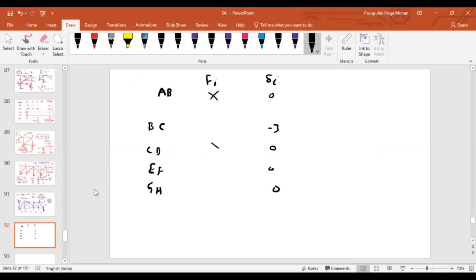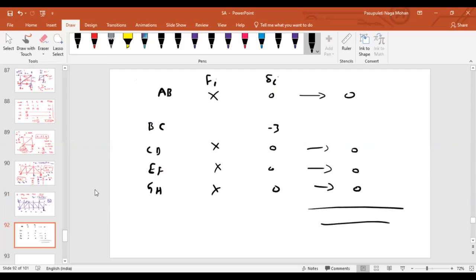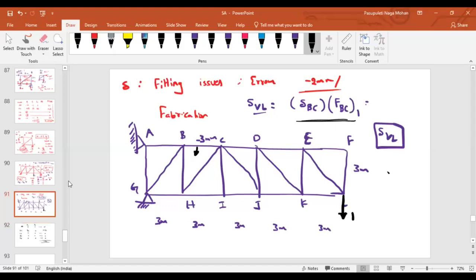Whatever these values may be, if I multiply, how much will I get? 0, 0, 0. If I add finally, I will get just minus 3 into FBC. So that is what we'll get, minus 3 into FBC. So instead of writing this entire table, as the fabrication error is only in BC, I can simply find out the force in member BC because of the unit load. That is my final answer.